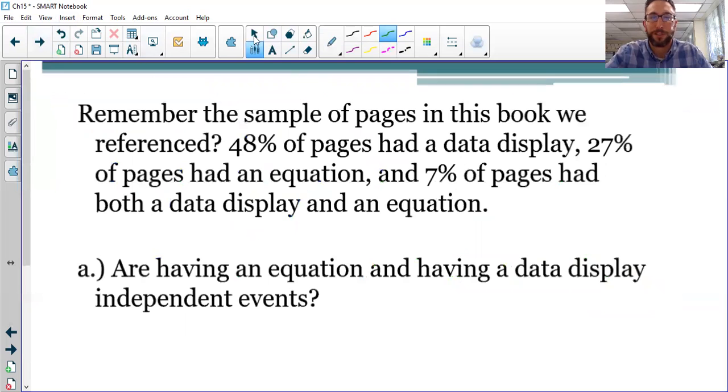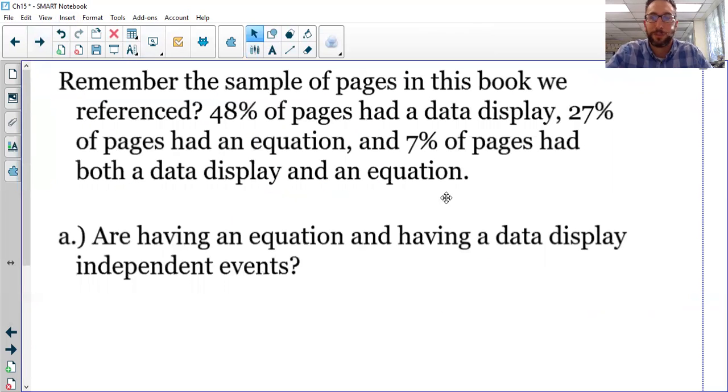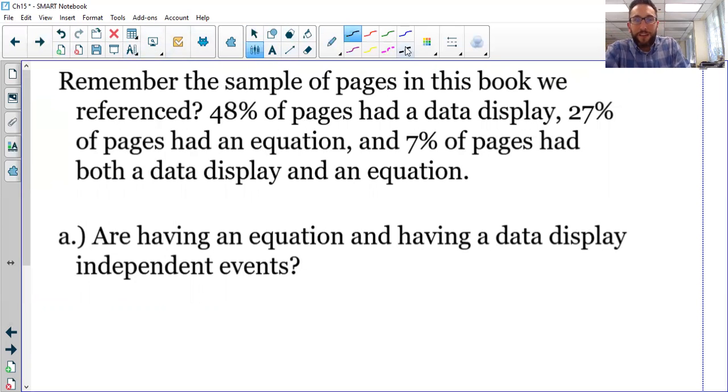This one, for my students, is in that packet we've been taking notes in with the tree diagrams, Venn diagrams and all that. It's at the end if you want to write it on there. Of course, you should just pause the video and try this without me, right? That's obvious at this point. That's how we engage in these things. We want to know: are having a data display and having an equation independent events?